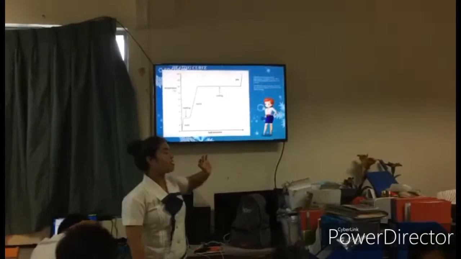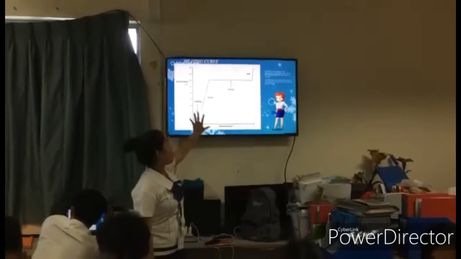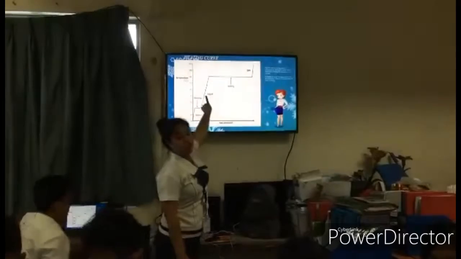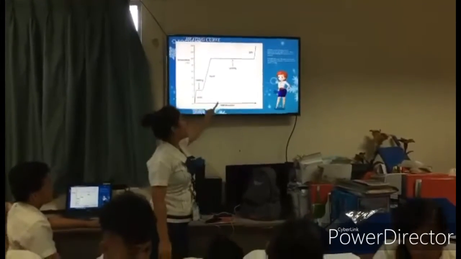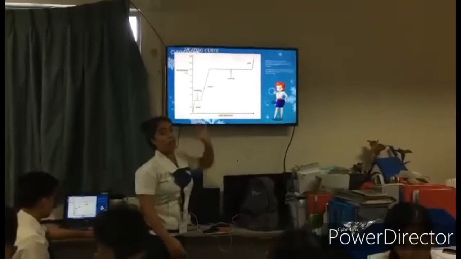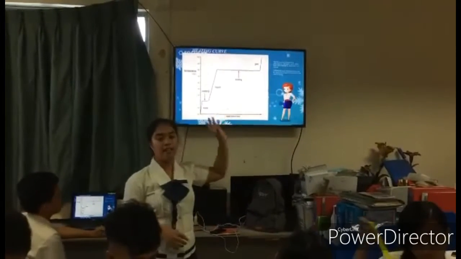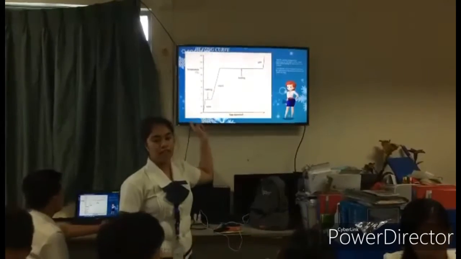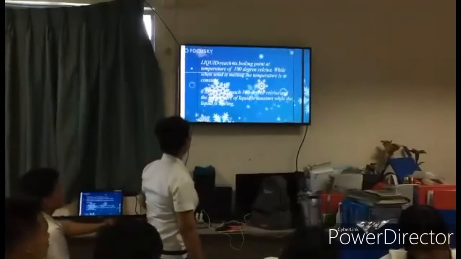So as we can see, the temperature in this line graph is increasing, and the temperature and the heat absorption are proportional to each other. So the more heat added, the higher the temperature. Understood?